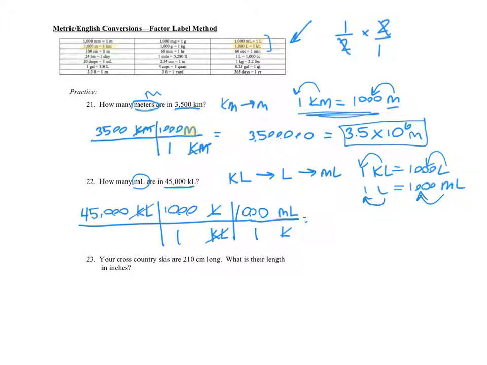So because we have all ones on the bottom, I'm simply just going to multiply the three numbers on the top. I'm going to do 45,000 times 1,000 times 1,000. And obviously I'm going to get a great big number, so I'm just going to put this right into scientific notation.